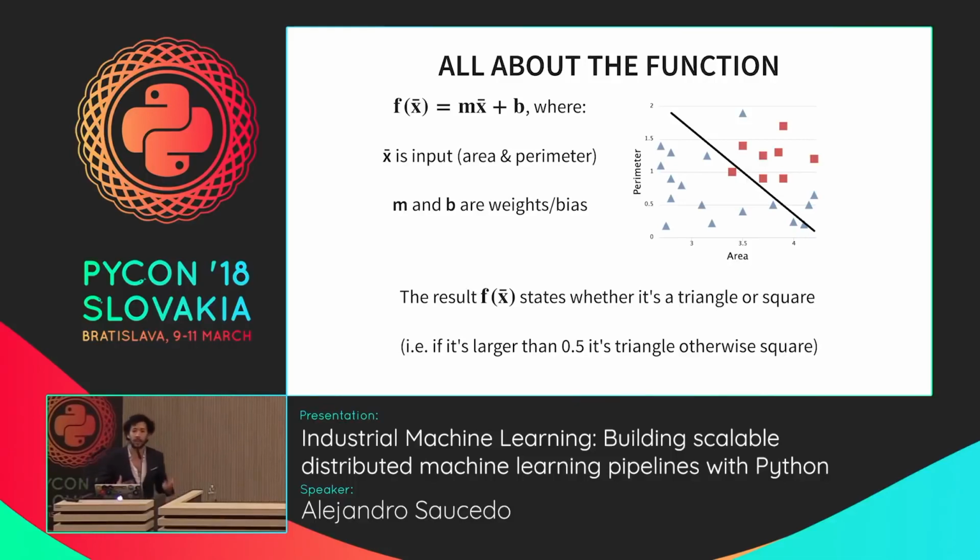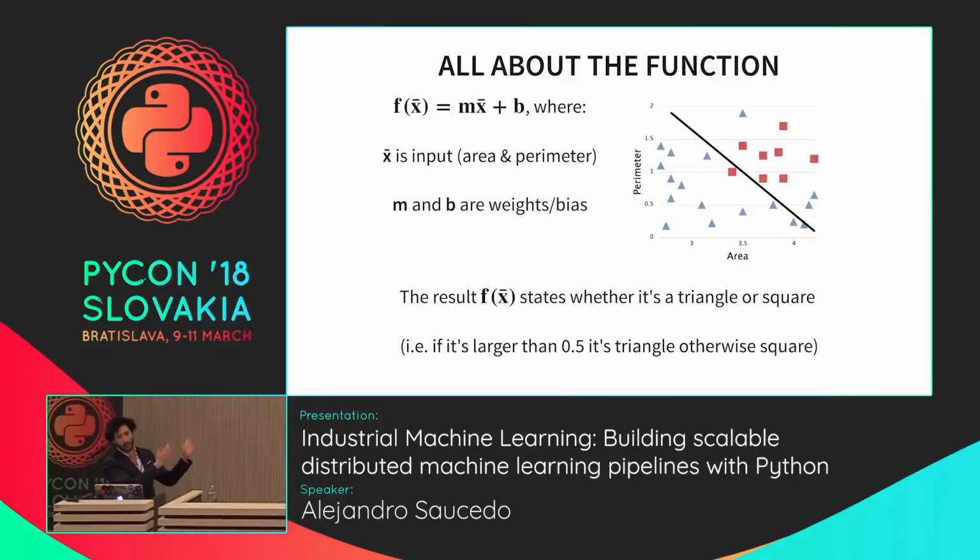And ultimately, machine learning is all about finding the weights of the function itself. In this case, you might see the common f of x equals mx plus b, where m and b are weights and biases. And we want to find a function that separates our data. Of course, in more complex examples, your feature space is not just 2 dimensions of area and perimeter. It can be hundreds and hundreds or even more of dimensions. And the result basically will state if it's a triangle or a square.